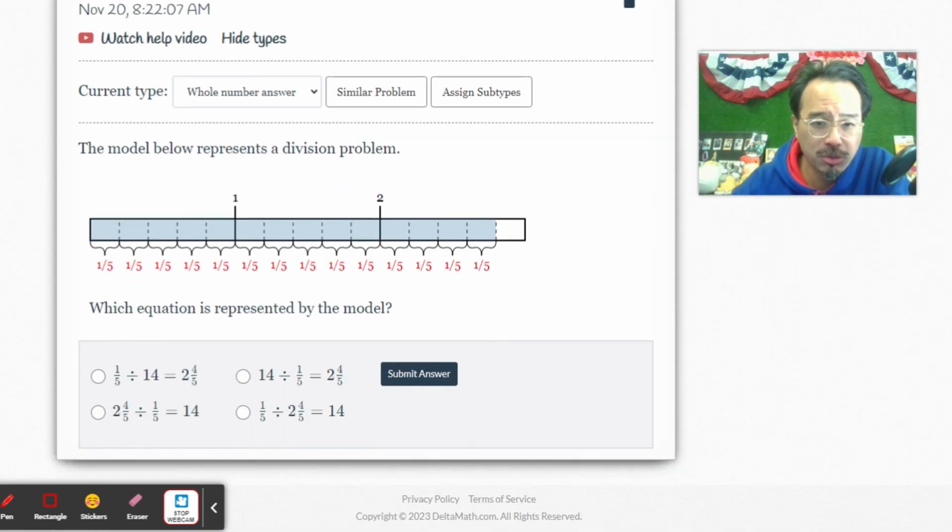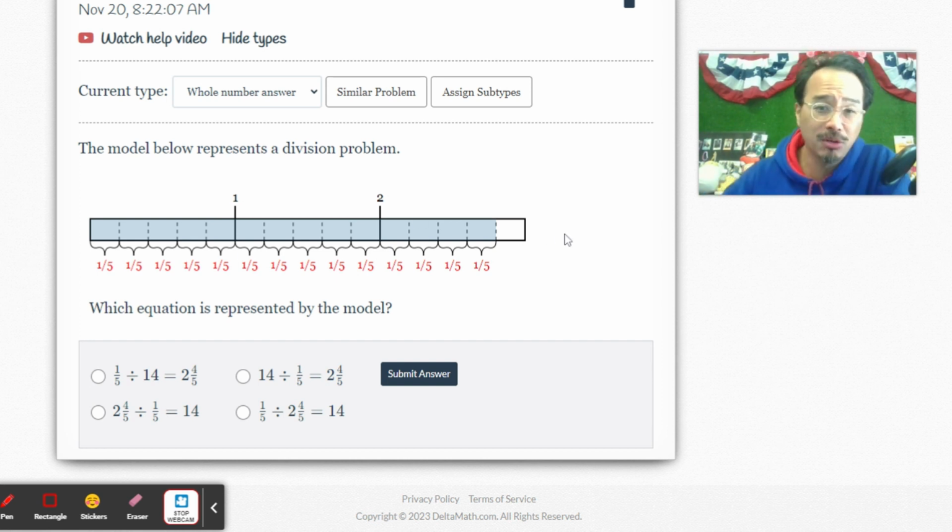Now, don't get too confused here. What they're saying is this. What they want to know is, if you look at this diagram, this fraction model, what's the actual question? What question would give you an answer that would be represented by this model?